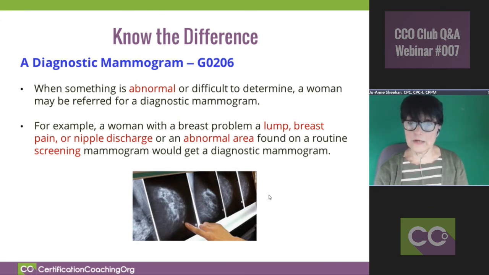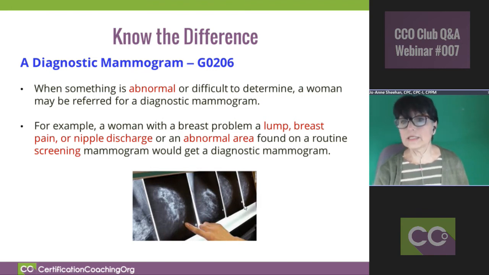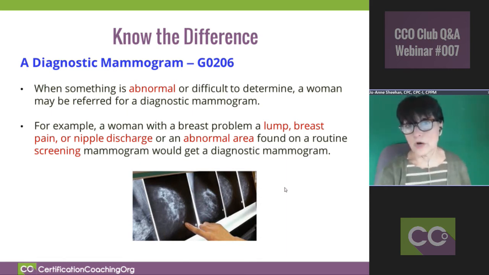If you bill them together, if you do the professional and the technical, you would not even use a modifier because it's global. But here, the film is taken, and this is showing the different films, and this is actually the radiologist looking at the film, which is the modifier 26, the professional component.